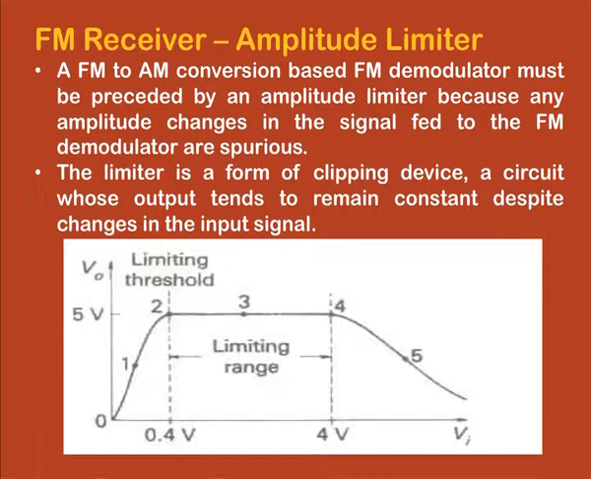So, a limiter is a form of a clipping device, a circuit whose output tends to remain constant despite changes in the input signal. In the graph we can see the transfer function of one amplitude limiter, where when the input varies from 0.4 volt to 4 volt, the output stays constant at 5 volt. When the input is beyond this range, then there will be variations in the output.